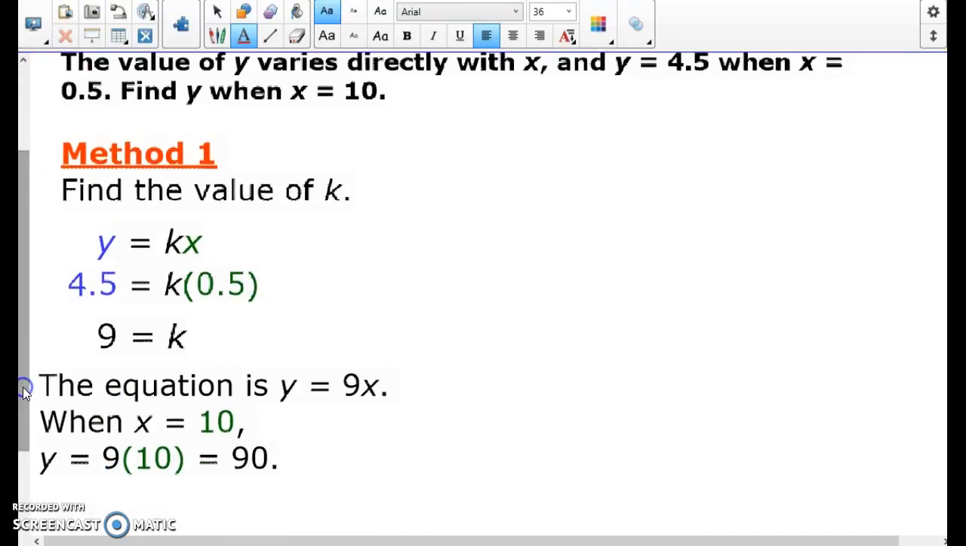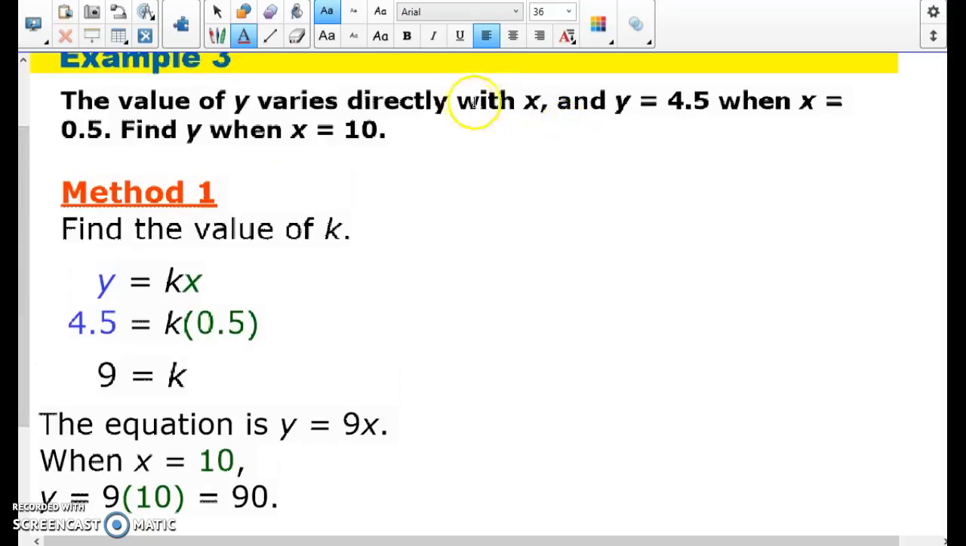If we do this again here, same thing. So I'm trying to find my y the second time. I know my y the first time is 4.5. I know my x the first time is 1/2, so 0.5. I need to find y the second time when x is 10. So here we go. I have 4.5 equals, there's still my k, times 0.5. So divide both sides by 0.5. My k ends up being 9. And now I'm solving again. Now that I know my k is 9, and my x is now 10, 9 times 10 is 90.